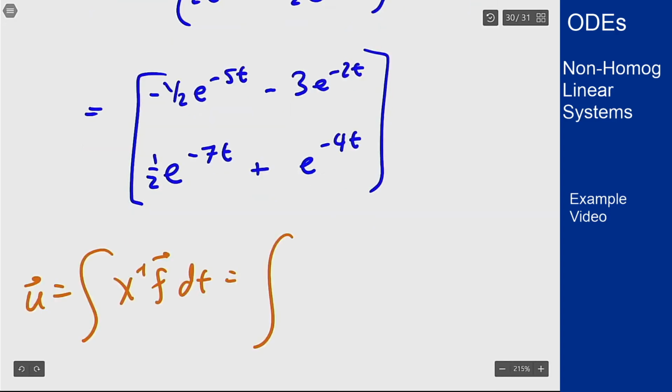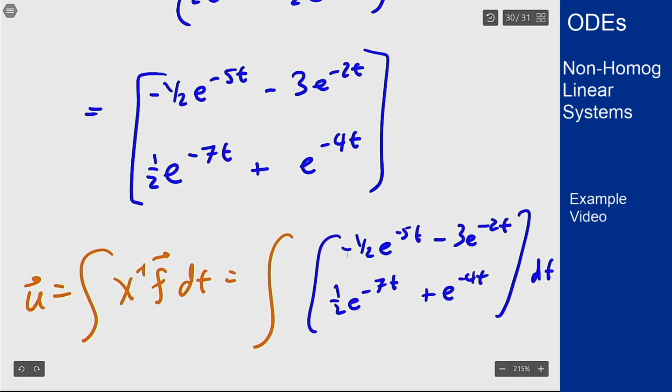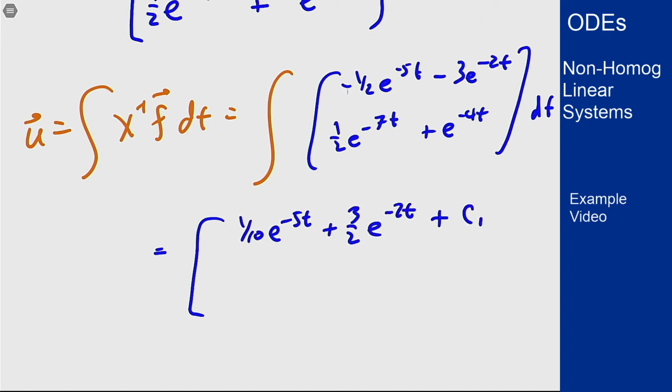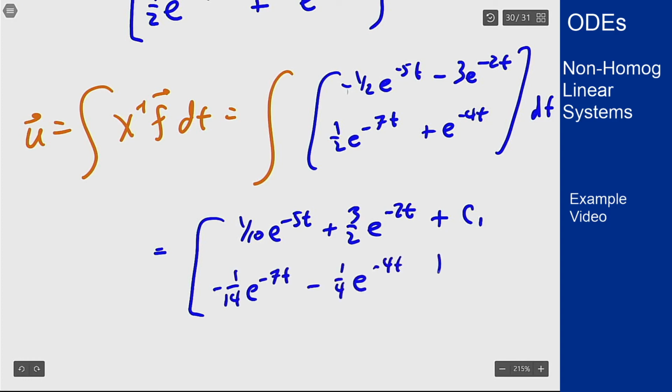Now to get u, we have to integrate this. So integrating this vector here just involves integrating each part on its own. So we get the vector 1/10 e to the minus 5t plus 3/2 e to the minus 2t plus a c1. And at the bottom, I get a negative 1 over 14 e to the minus 7t minus a 1/4 e to the minus 4t plus a c2. Again, matching what we had for the diagonalization version. And then to find our actual solution, multiply this by x.